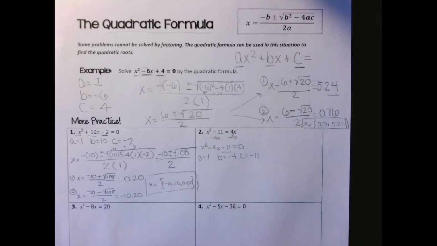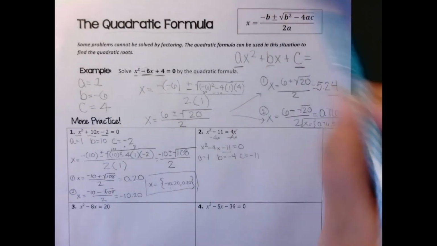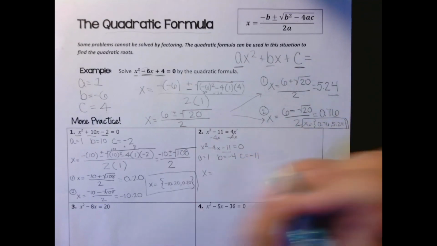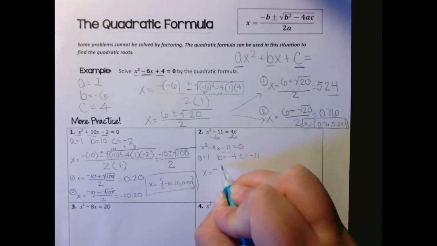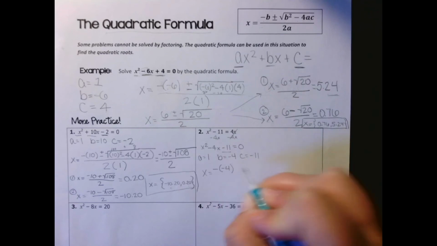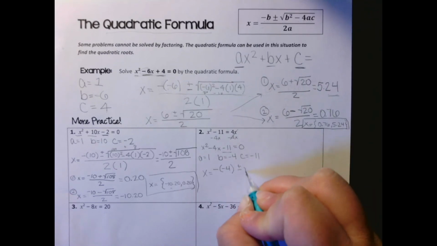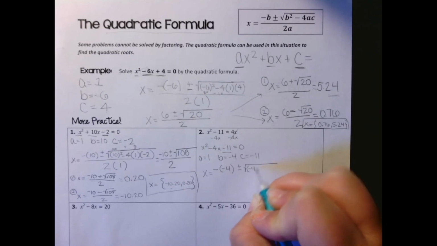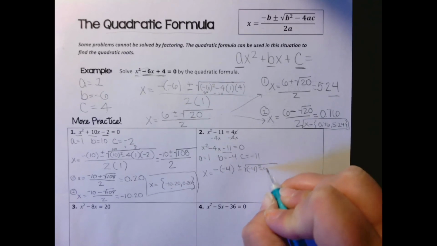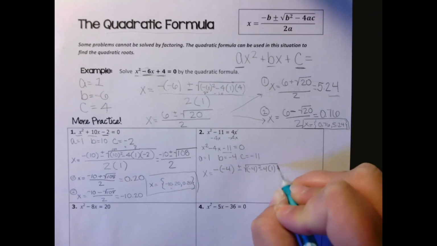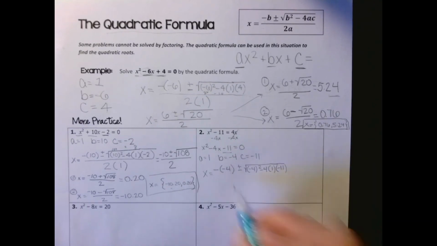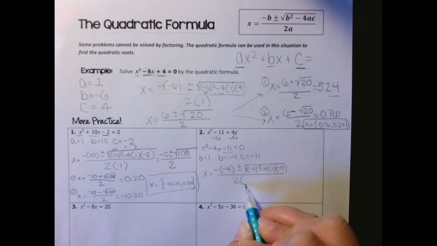Now I'm going to take these values and plug into the quadratic formula. So I have x equals negative b. Negative b is negative 4, so negative 4, plus or minus square root of b, which is negative 4 again, squared, minus 4 times a, which is 1, times c, which is negative 11, and that's all divided by 2 times a, or 2 times 1.